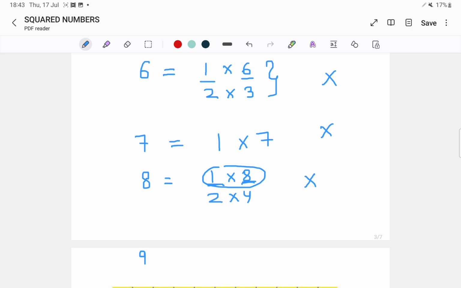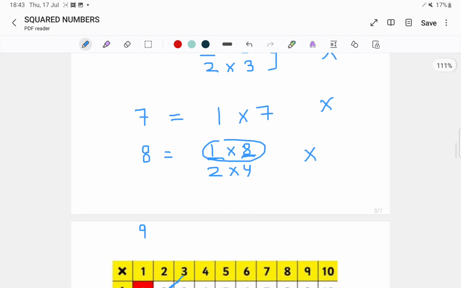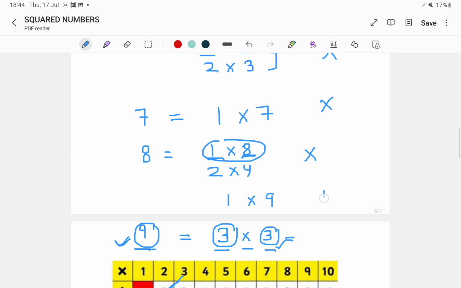Now I come to this number 9, and when I represent this number 9, I can represent it as 1 by 9. I can represent it like 3 multiplied by 3. So what I found here, the two numbers are same. So this is my third squared number, which is 9. Remember, we will not say 3 is a squared number, we will say 9 is a squared number, because 9 can be represented as a multiplication of two same numbers. It is going to give rise to a 3 by 3 square. So this is a 3 by 3 squared.